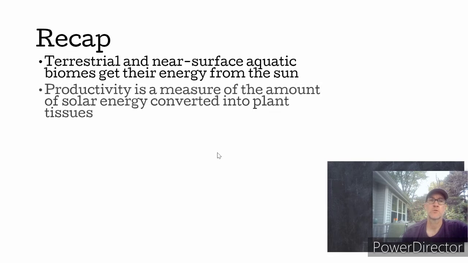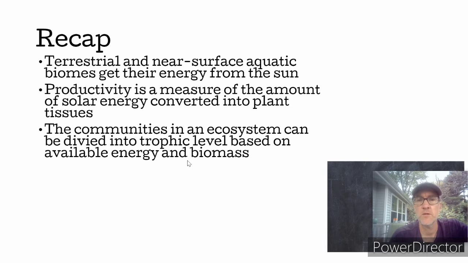So to recap, terrestrial and near surface aquatic biomes get their energy from the sun. Remember, we talked about aquatic biomes such as coral reefs being very productive, areas near the surface, maximizing that sunlight on the surface, and they can produce a lot of biomass. Productivity is the measurement of the amount of solar radiation converted into plant tissues. Communities and ecosystems can be divided into trophic levels based on the available energy and biomass.